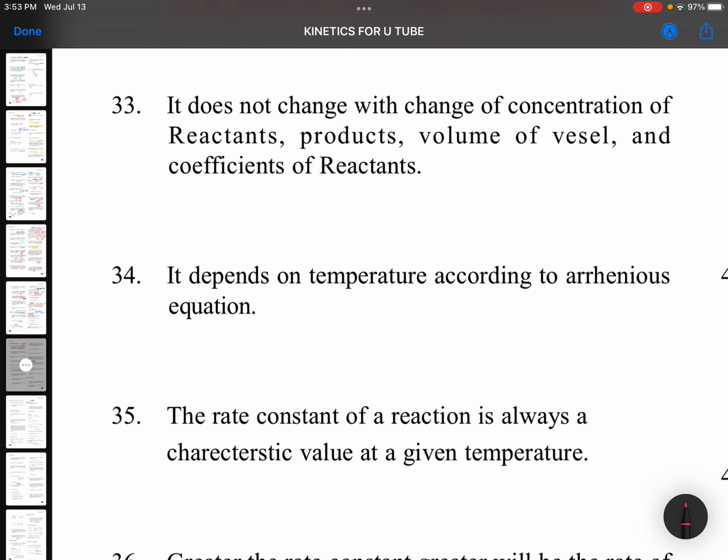It does not change with change of concentration of reactants, products, volume of vessel, and coefficients of reactants. For example, rate is equal to k into [A] to the power of 2 or something. If you are changing A, this k won't change. You may change A, you may change B, or whatever conditions you want, you can change concentrations and volume, and k is going to be constant. k does not depend on concentration or volume, but k depends on temperature.